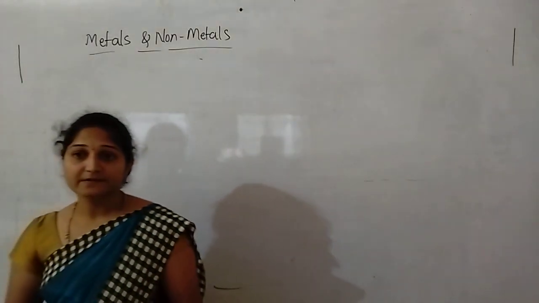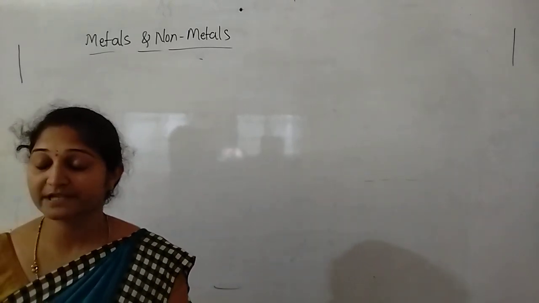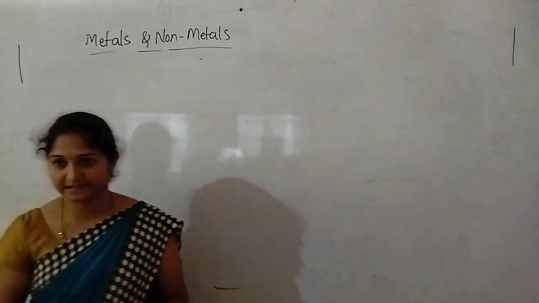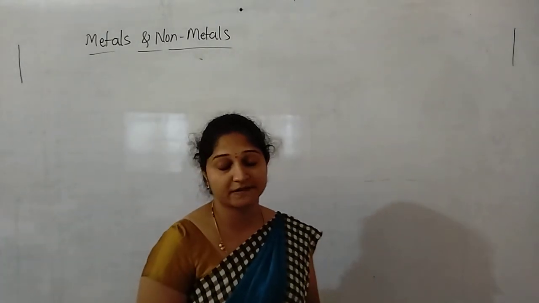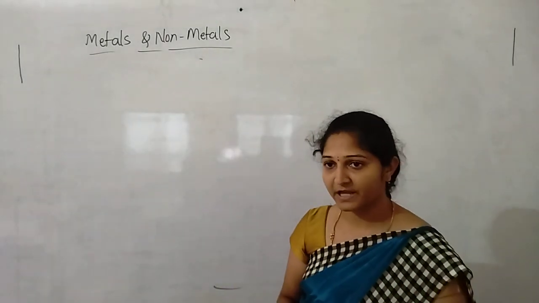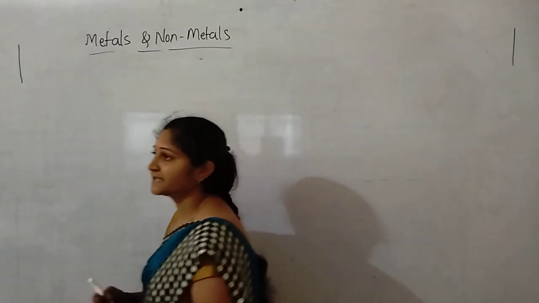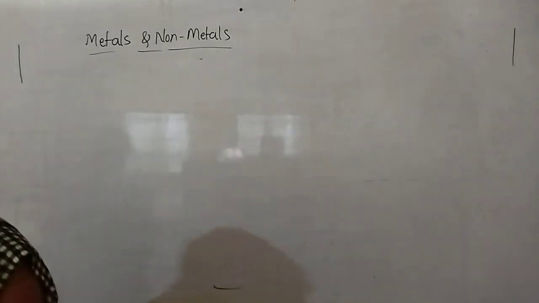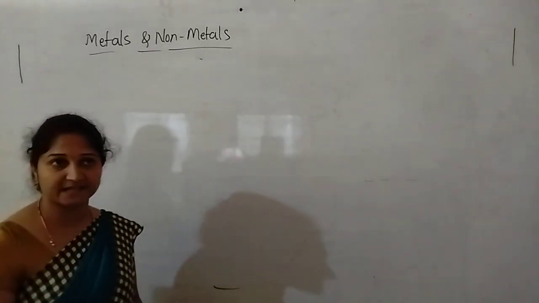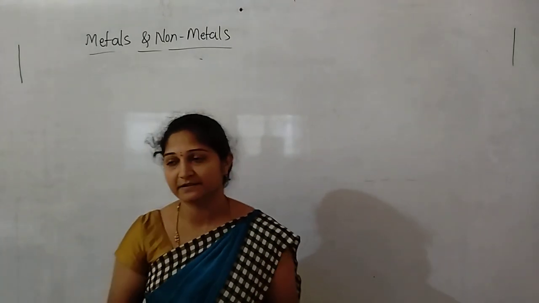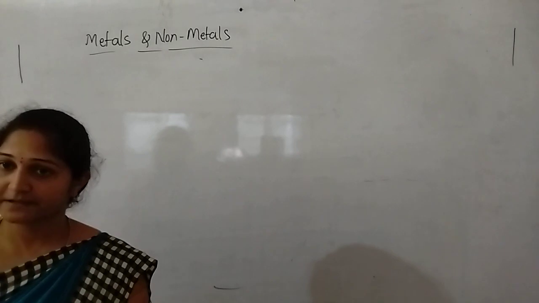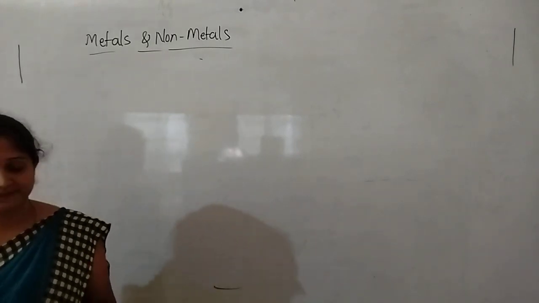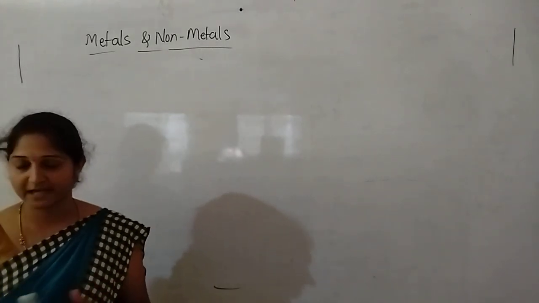So, dear students, we discussed the chemical properties of metals, where metals, when they react with oxygen, form their oxides, and when those oxides react with acids and bases, we studied that when they react with the metal and acid, they form their respective salt, and hydrogen gas is liberated.